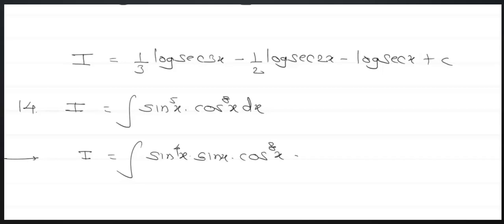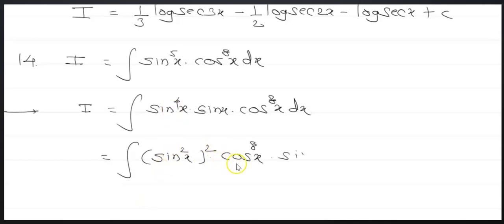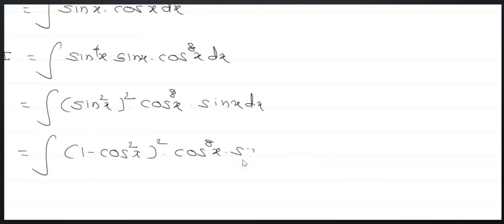Again, this I is equal to the integral of sin of x raised to 4 into sin x cos of x raised to 8 dx. Now here sin of x raised to 4 can be written as (sin square x) bracket raised to 2, cos of x raised to 8 into sin x dx. Now this sin square x can be written as (1 minus cos square x) bracket raised to 2, cos of x bracket raised to 8 into sin of x dx.